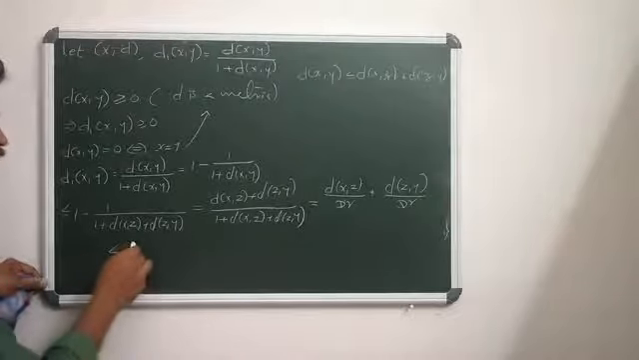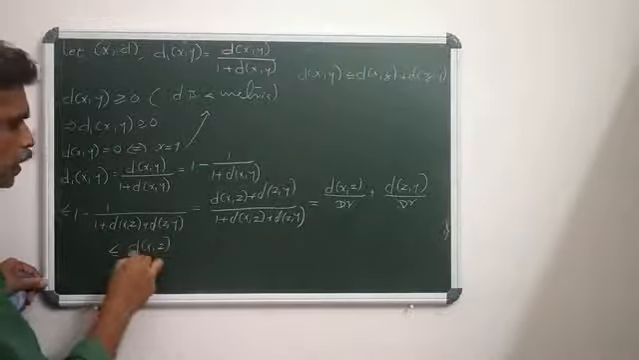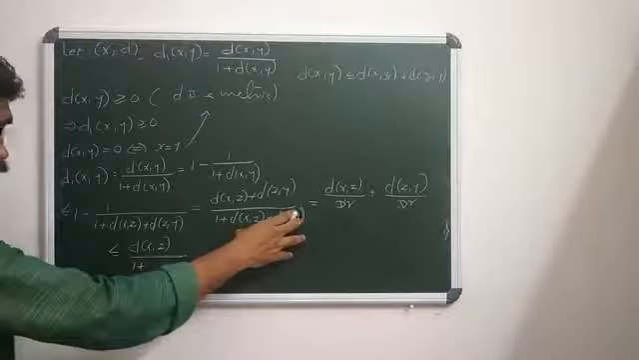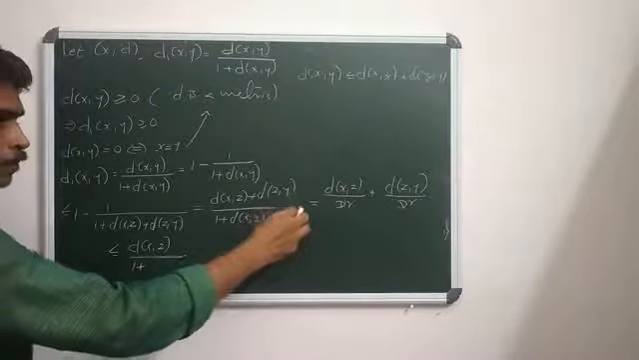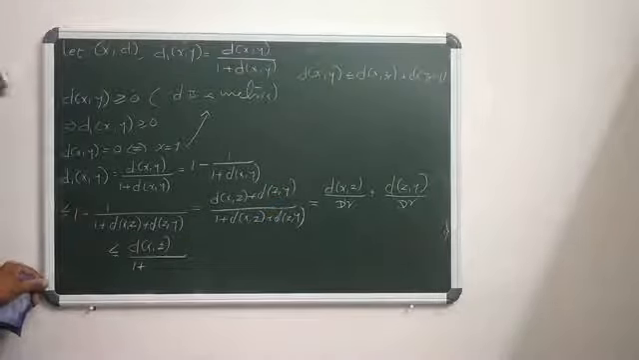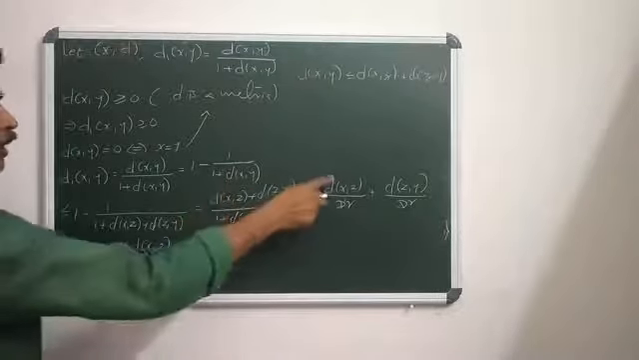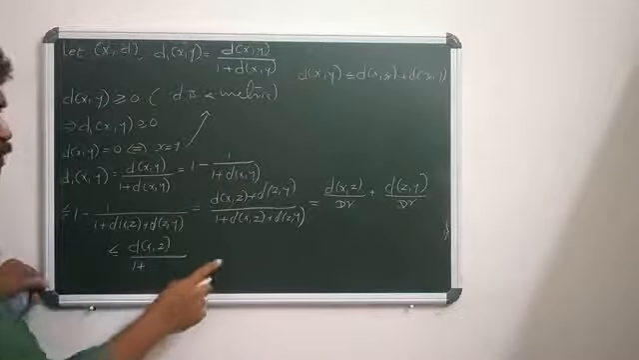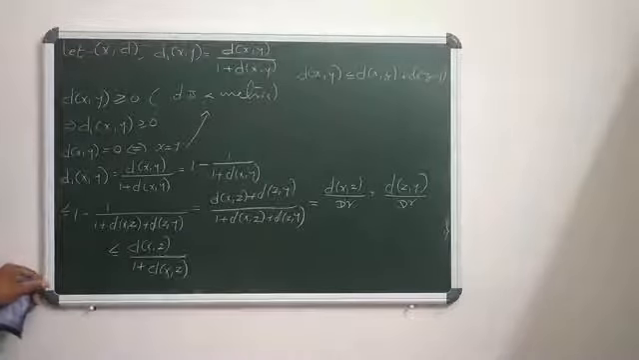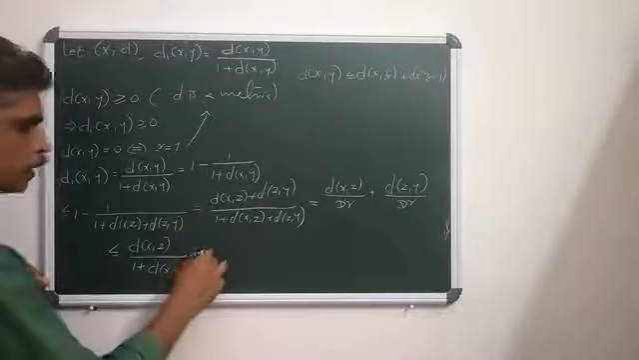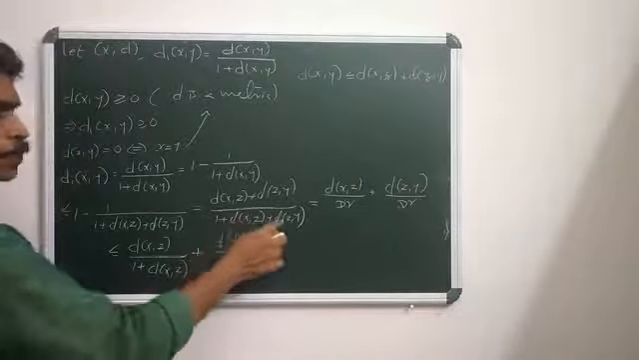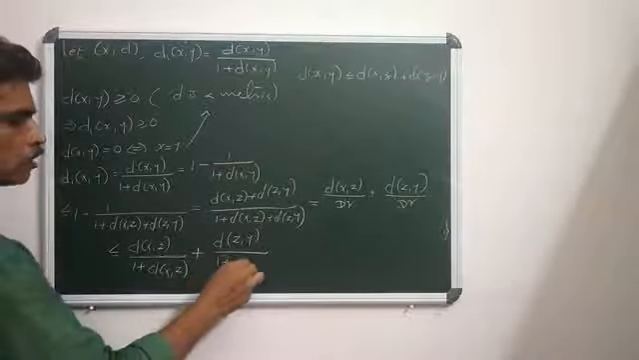Which is again less than or equals d(x,z) by 1 plus, what is the denominator? 1 plus d(x,z) plus d(z,y). Both are positive quantities: d(x,z) is greater than or equals 0, and d(z,y) is also greater than or equals 0, because d is a metric. Therefore d(x,z) by 1 plus d(x,z) plus d(z,y) is less than or equals d(x,z) by 1 plus d(x,z), and d(z,y) by 1 plus d(x,z) plus d(z,y) is less than or equals d(z,y) by 1 plus d(z,y).